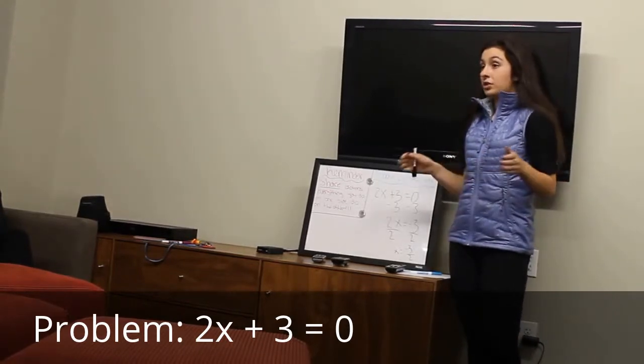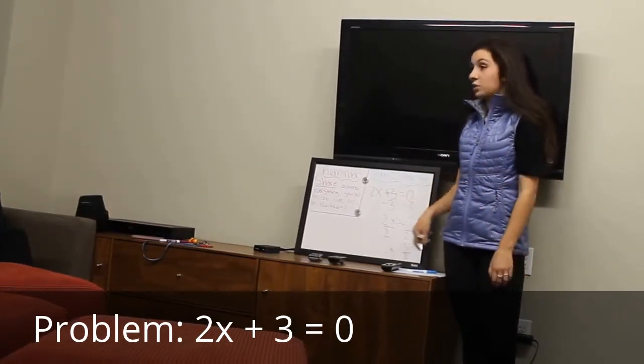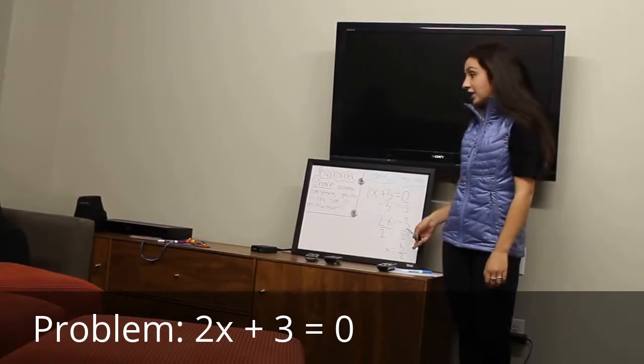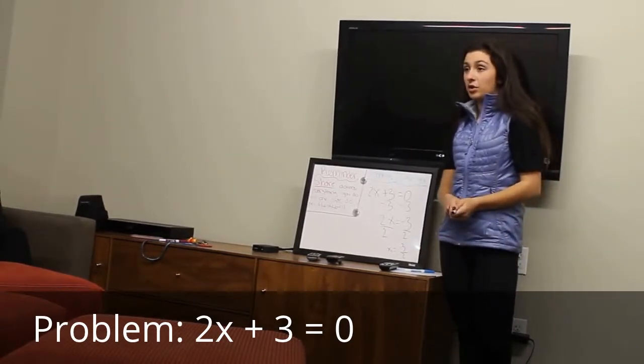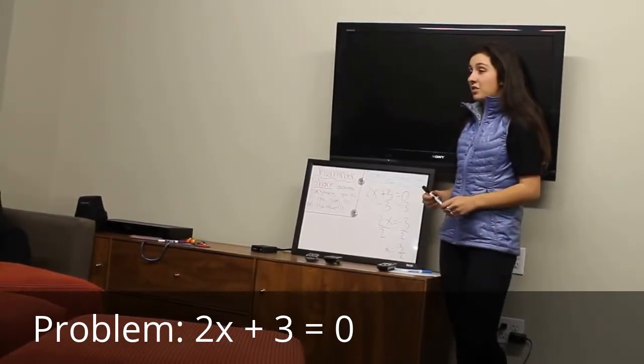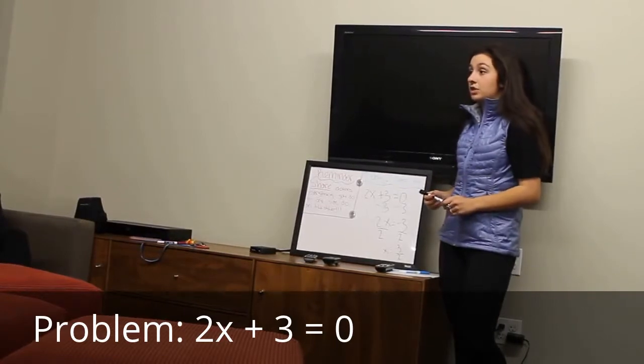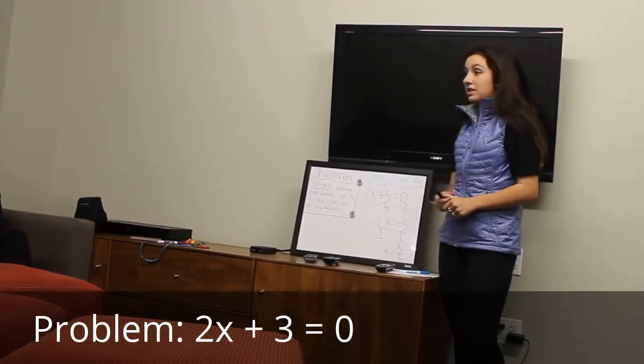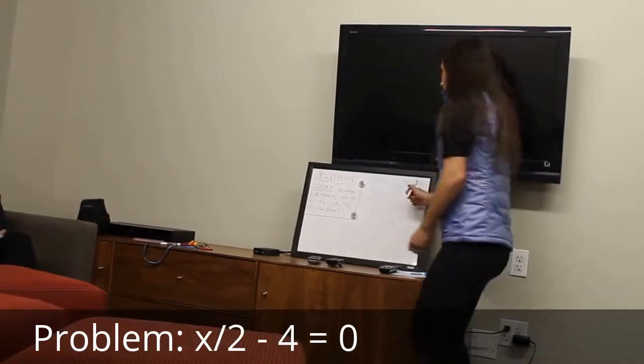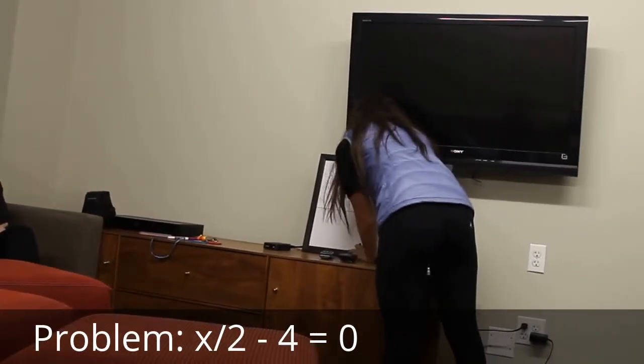If we're using a whole number, which is a number like 2, 3, anything that's not a fraction or a decimal, then we do division. If we have a fraction or a decimal, we do multiplication because that's easier for us. So here's our second problem.